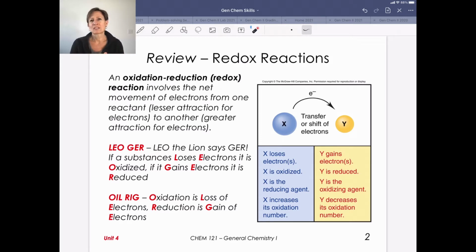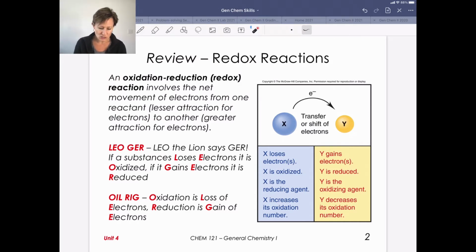And now we're going to expand on the little bit of redox chemistry that we learned last year in Gen Chem 1. Some things are going to be built on, and some things are going to be completely new. So let's do a little bit of review here from concepts that we learned in Unit 4. And that's just conceptually thinking about what it means to be a redox reaction or an oxidation reduction reaction.